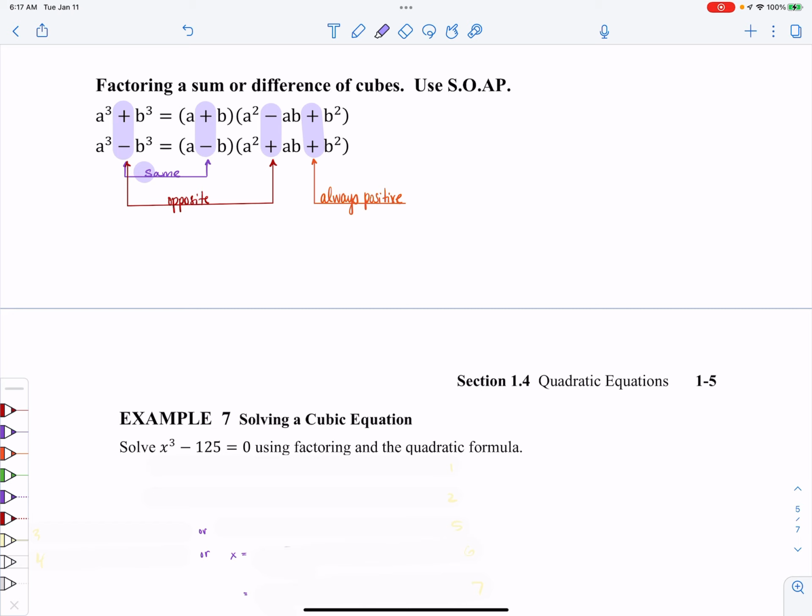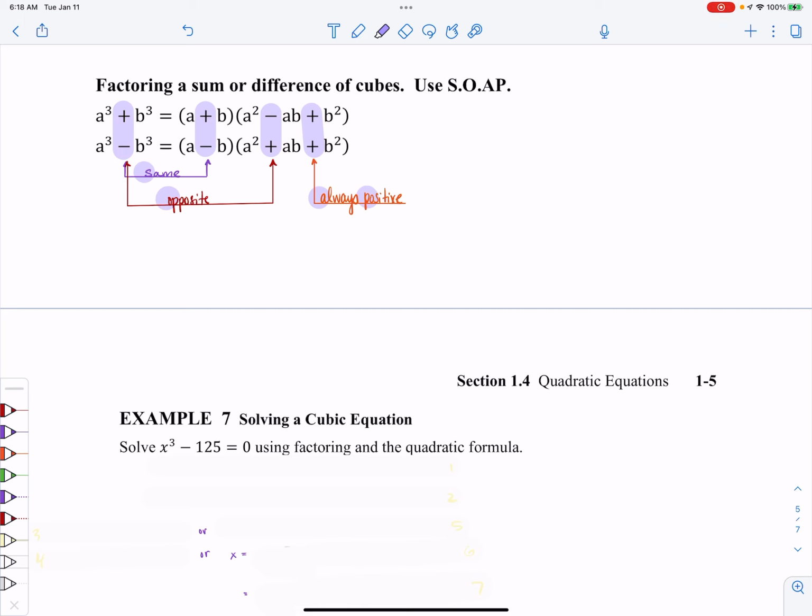And then we're going to multiply by the trinomial. The trinomial is going to be A squared, so whatever this plain old number was, squared, minus. Okay, so this is where your O in SOAP comes from, because this is going to be the opposite sign. Minus plain old number times plain old number, so that A times the B, plus, and here's where your AP comes from, spelling out SOAP, plus B squared, and it's always positive because it's squaring a number.